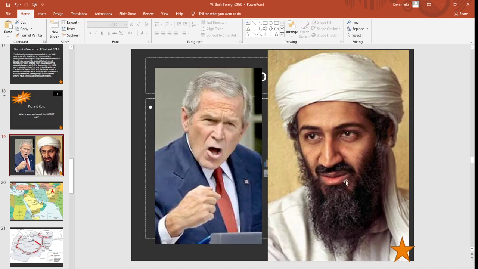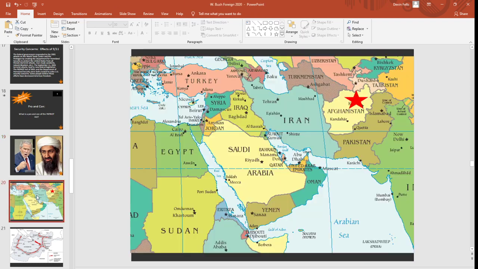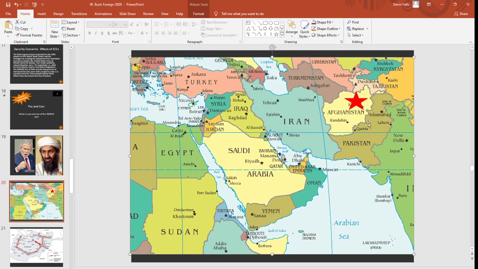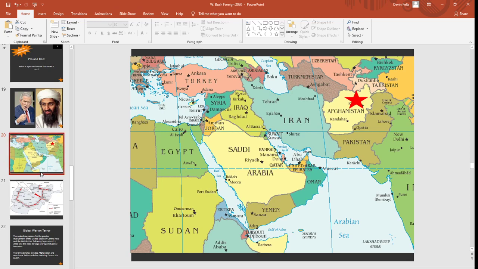So this is, again, the man behind 9/11, the mastermind. This is Osama bin Laden, and this is our president at the time, George W. Bush. If you look at this map, it's a map of both the Middle East and Southwest Asia, and right here, Afghanistan. This is the region that we will invade after 9/11. And we're going to talk about why we go into Afghanistan.